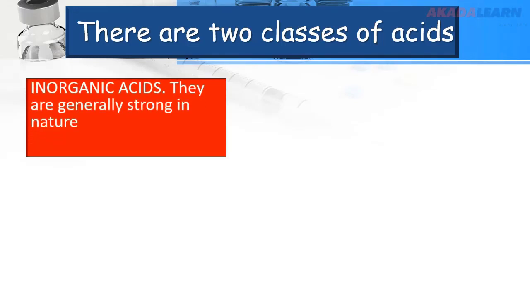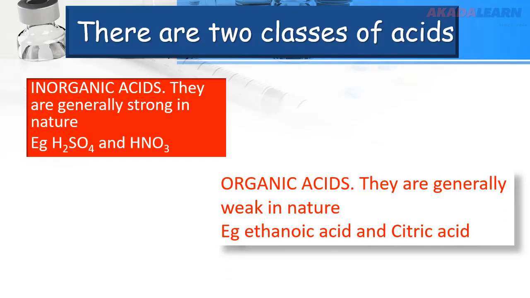There are two classes of acids. Inorganic acids. They are generally strong in nature. A good example is H2SO4 and HNO3. And then we also have the organic acids. They are generally weak in nature. Examples are ethanoic acid and citric acid.